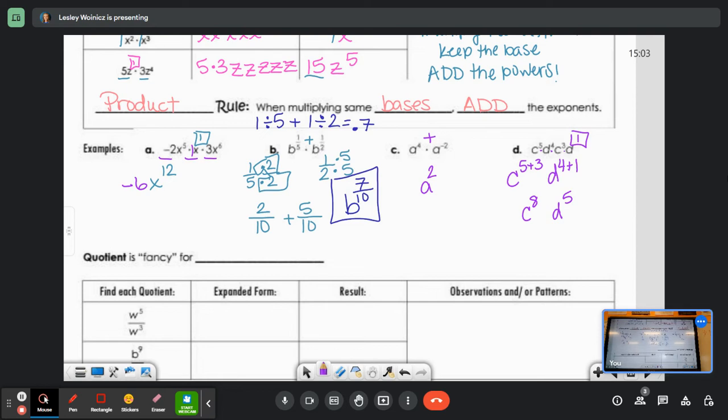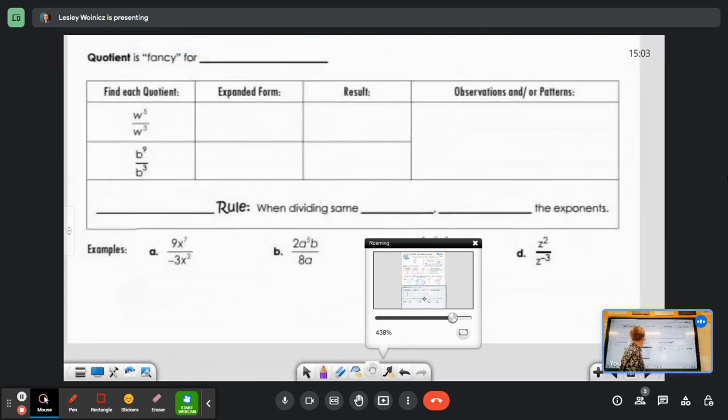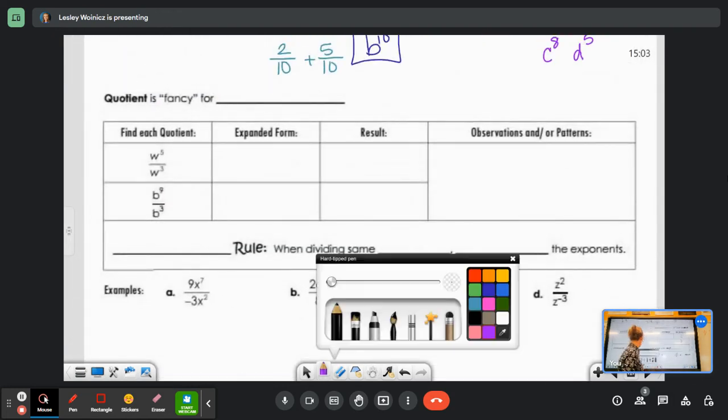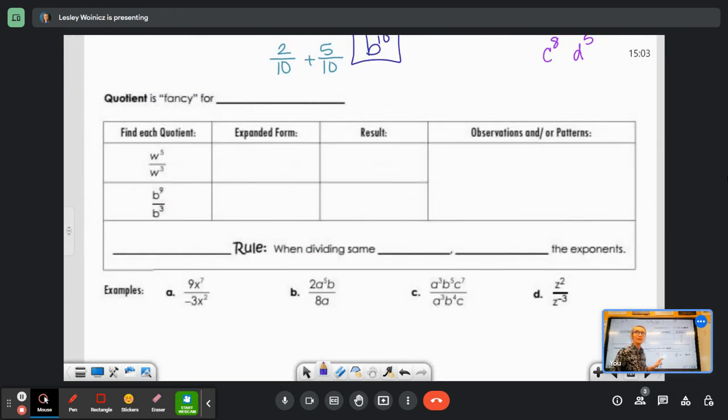All right. Quotient is fancy for what? Yell it out. Product was multiplying. Yeah, division. You were thinking of sum.